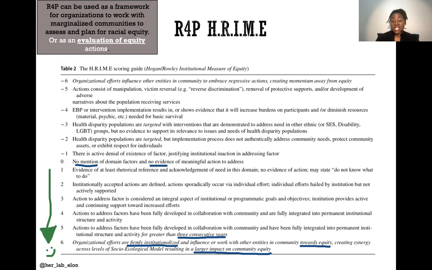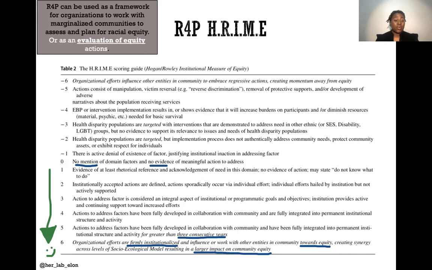So obviously this is the direction that we'd like to go in. We'd like to go from 0 to 6. We'd like to get to a point where you have people referencing the different factors that come across the domains in R4P that impede health and perpetuate health inequities, and acknowledging them, into accepting them and reflecting on where they might be occurring in that institution.